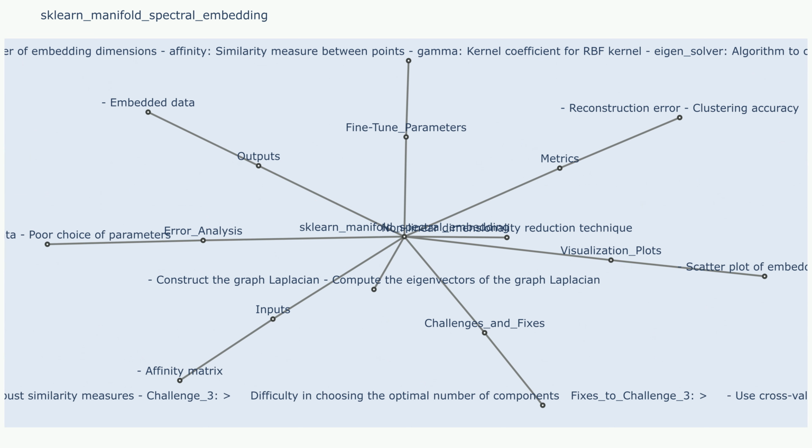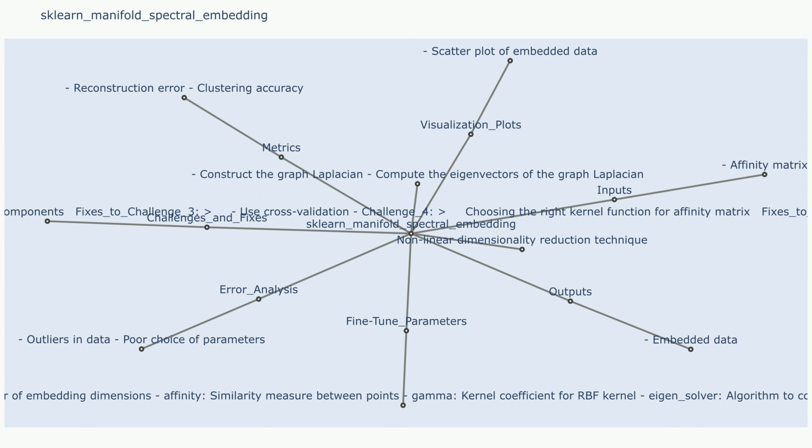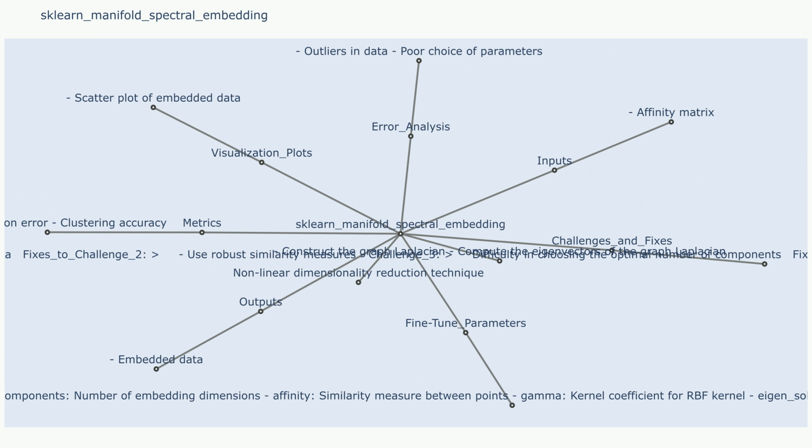Metrics. Reconstruction error measures how well the embedding preserves the original distances between data points. Clustering quality evaluates the performance of clustering algorithms on the embedded data. Visualization plots. Scatter plot to visualize the embedded data in the lower dimensional space to identify clusters, outliers, and relationships. Eigenvalue spectrum, plot the eigenvalues to understand the distribution of variance and the number of significant components captured by the embedding.